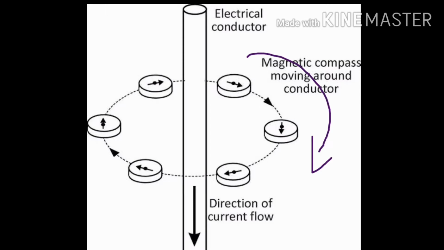It may be either clockwise or anticlockwise depending on the direction of the current in the conductor. If the strength of the current is increased, then the density of the magnetic field will also increase. The strength of the magnetic field decreases as the distance from the conductor increases.